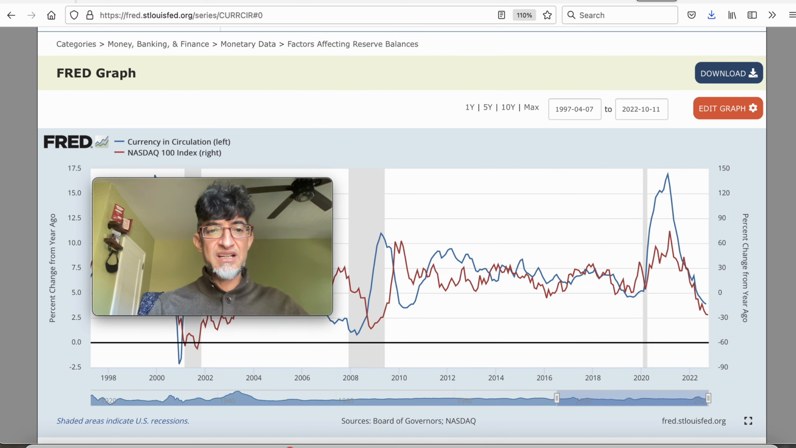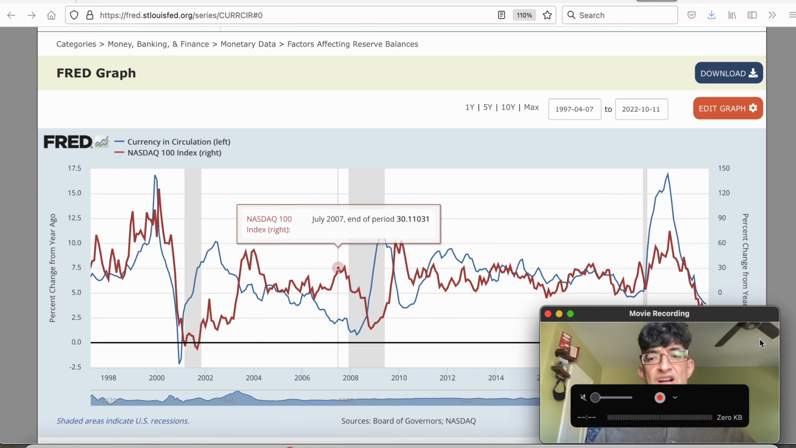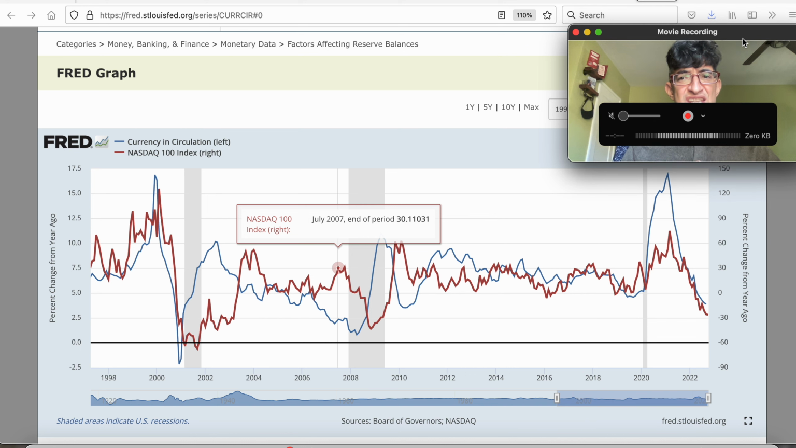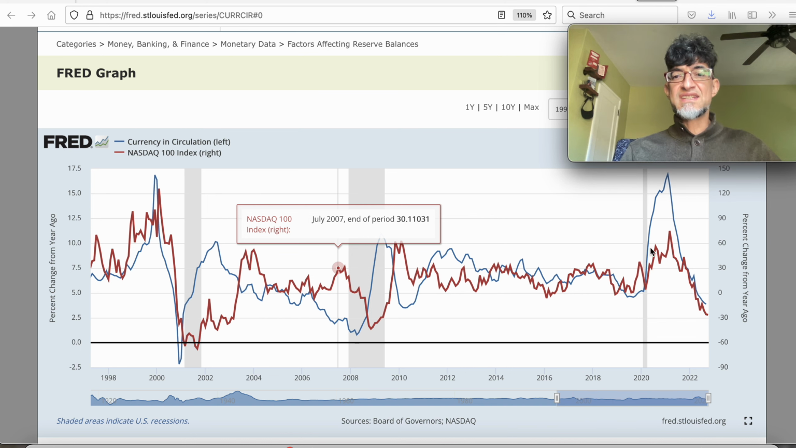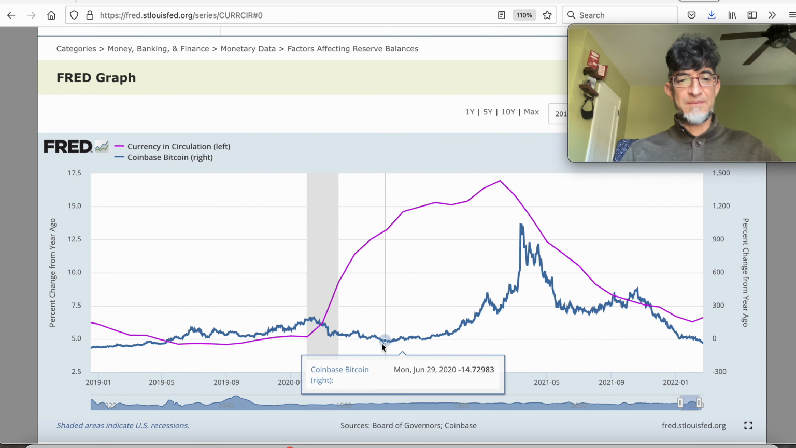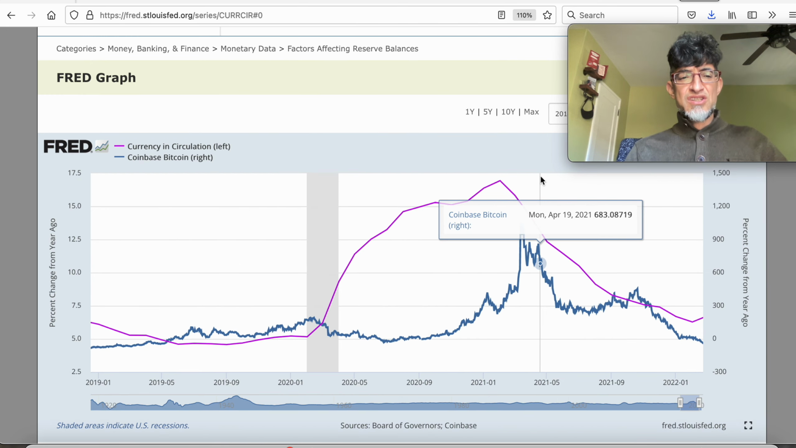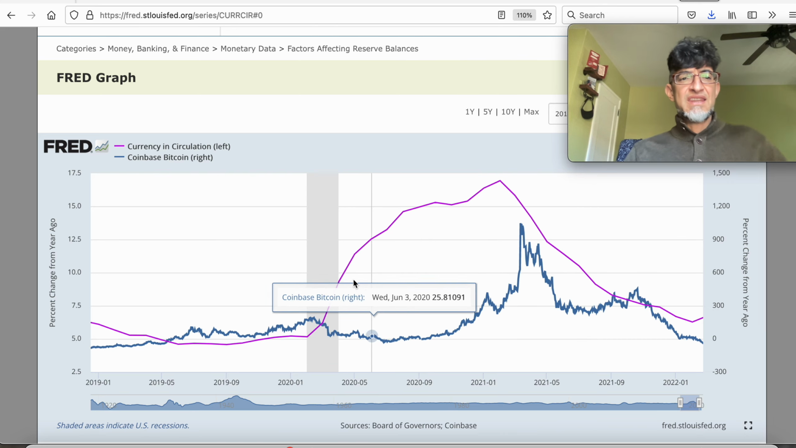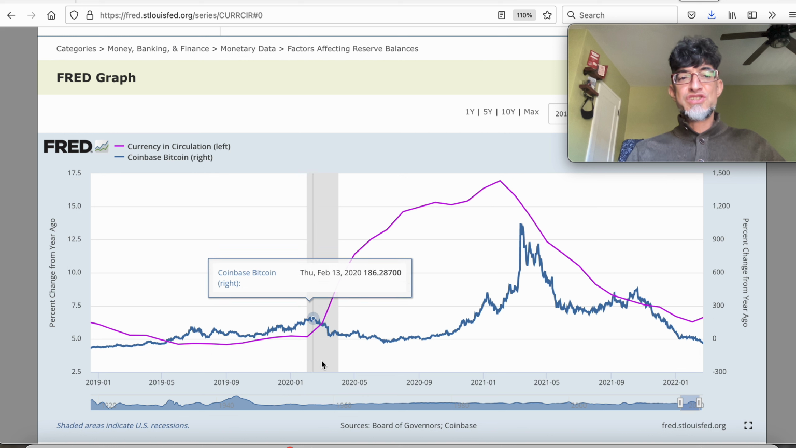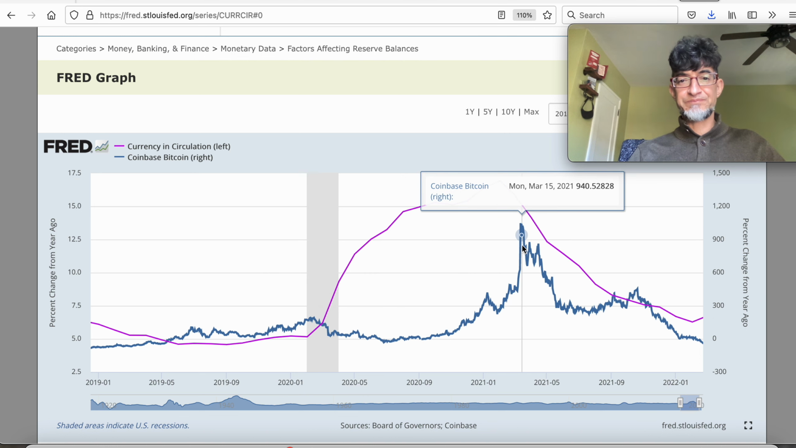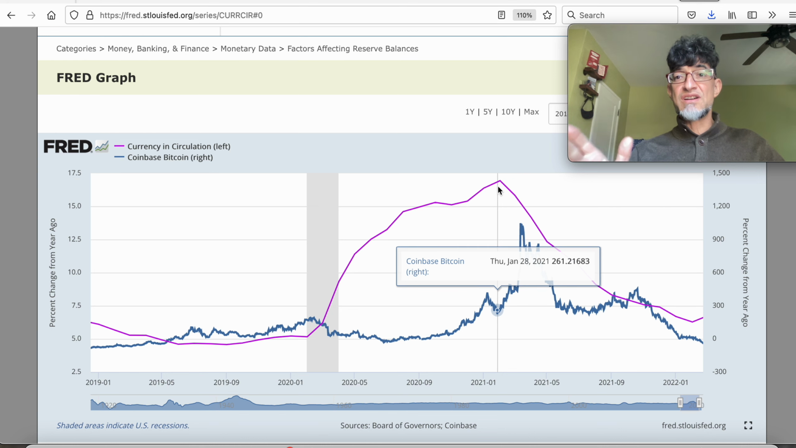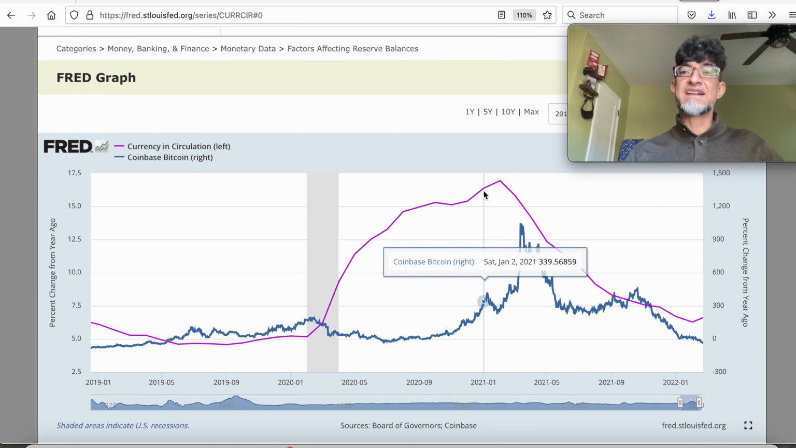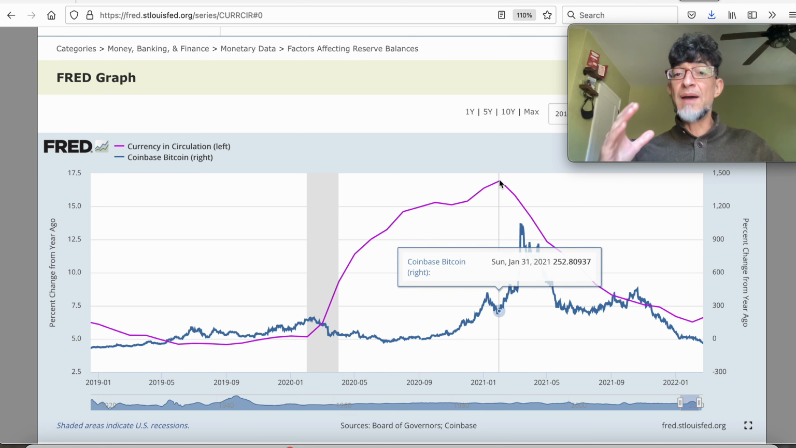So then you can see here, this is the currency in circulation. And you could see how in 2020, it skyrocketed. And so did the NASDAQ, because the NASDAQ is correlated with currency in circulation. Speaking of correlation, so is Bitcoin. I've got data going back to 2019, and you can see that when the currency in circulation went up, so did Coinbase.